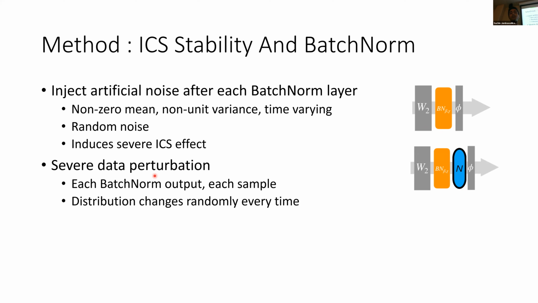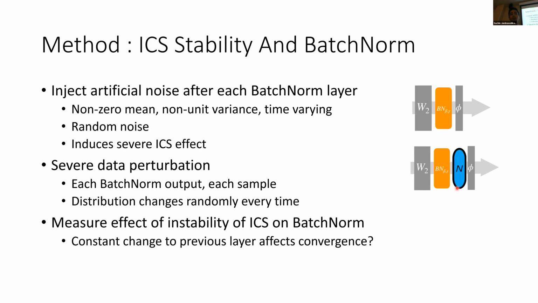So this brings out severe data perturbation where each batch norm output in each sample has a random shift due to the noise. And then they measure the effect of this instability on batch norm. So they check if this artificially induced noise, which in theory increases the covariate shift, would make the network learn any slower or if it affects the convergence.